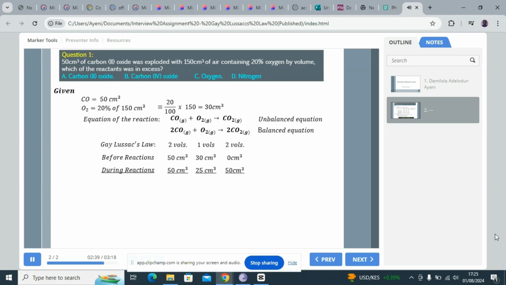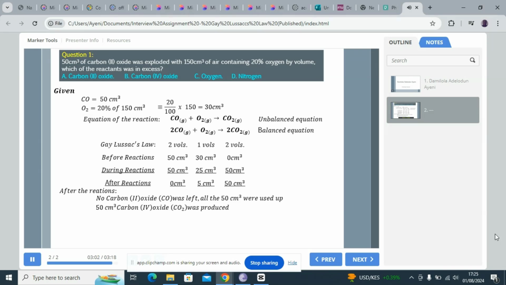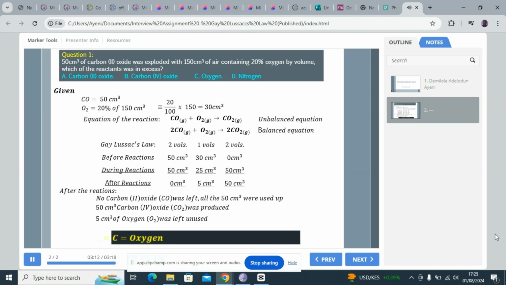After the reaction, we discover that there will be no CO remaining at all, but there will be 5 cm cube of oxygen left and 50 cm cube of CO2 formed. After the reaction, we can conclude that no CO was left. All the CO has been used up, the whole 50 cm cube of it. Then we can also say that 50 cm cube of carbon 4 oxide was produced, and we could see that there are 5 cm cube of oxygen that was left unused. So we could conclude that the answer is C. Oxygen is in excess by 5 cm cube.